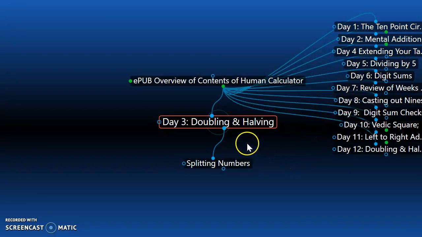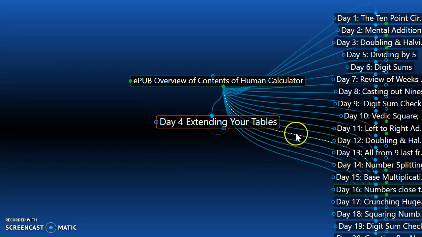For example, the technique of doubling and halving will enable you to multiply two-digit numbers in your head. Now, most students would shy away from that. They would find it extremely difficult multiplying two-digit numbers in their head. But with the technique of doubling and halving, you'll be able to do so quickly and accurately and confidently. And therefore, you learn about extending your tables. Instead of memorizing the tables, you can generate your tables.